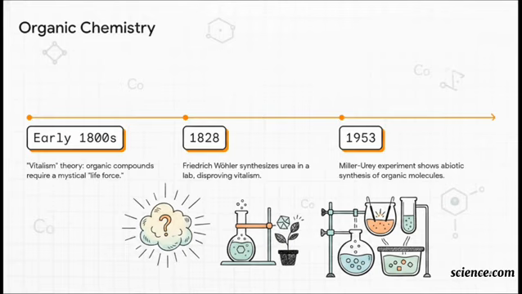But then, in 1828, a guy named Friedrich Euler accidentally made urea, an organic compound, in his lab, and that idea just shattered. Fast forward over a century to 1953, and the famous Miller-Urey experiment showed that amino acids, the building blocks of proteins, could just form on their own in early Earth-like conditions. That was the nail in the coffin. The chemistry of life follows the same rules as all other chemistry.